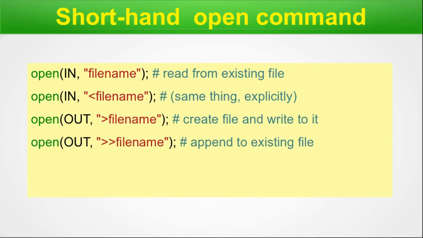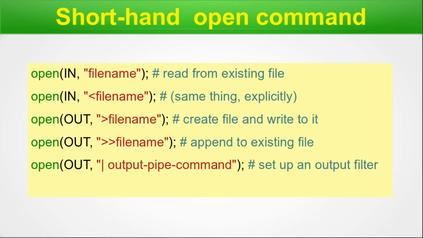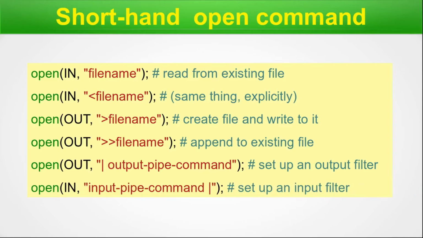The next one is out, double right arrow, file name. This means that we are appending to an existing file. This is the output pipe. This is how we write pipe, then the output pipe command. Or input pipe: in, then the input pipe command, then pipe. So these are all the shorthand open commands that we use. We are done with this slide. Let's move on to the next one.